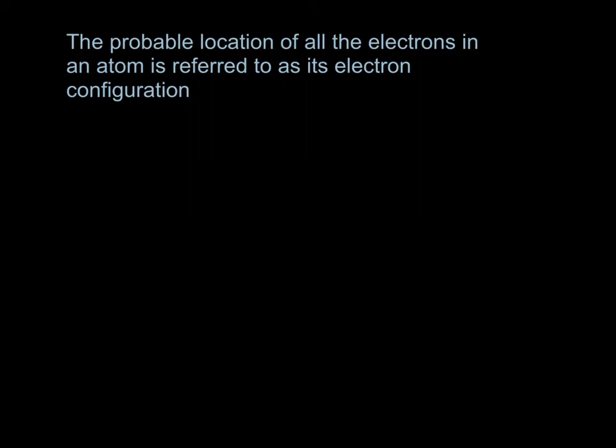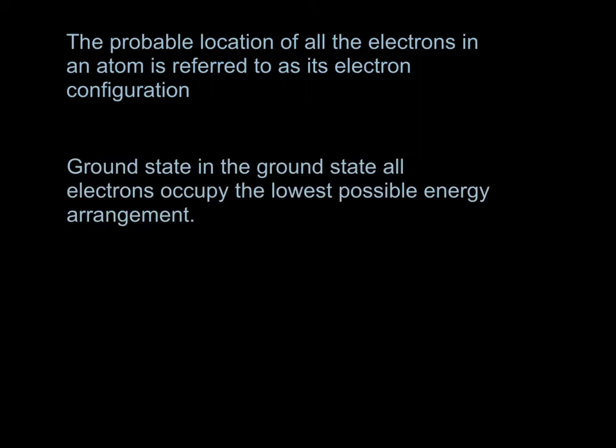Before we can talk about electron configurations, I need to define another term. We're going to talk about the electron configuration of atoms in the ground state. When we say an atom is in a ground state, all the electrons occupy the lowest possible energy arrangement.